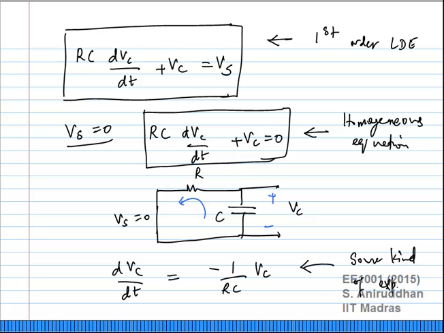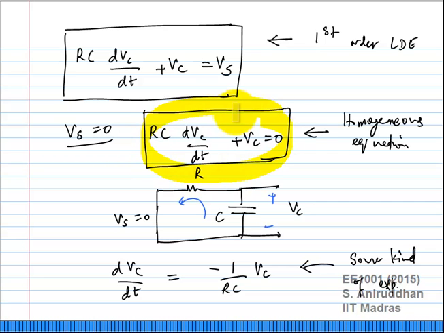This is unlike what we have seen before. So far the equations we have seen are all algebraic equations. So now we need to find out a way to solve this. The simplest case is when Vs equal to 0, that is the homogeneous equation of the system, that is RC dVC by dt plus VC equal to 0. So this is the homogeneous equation.